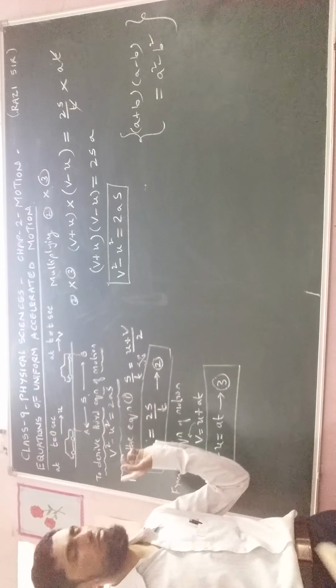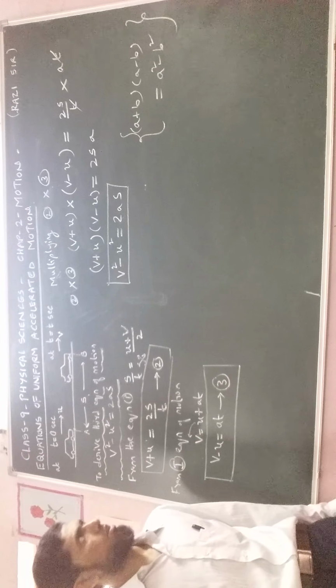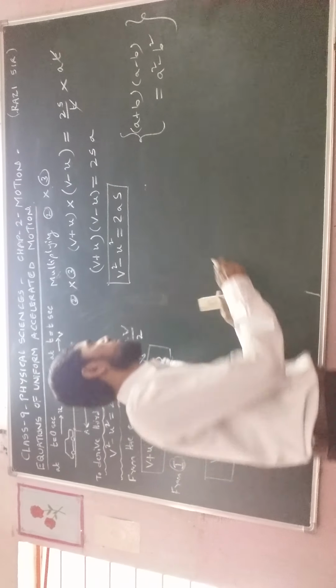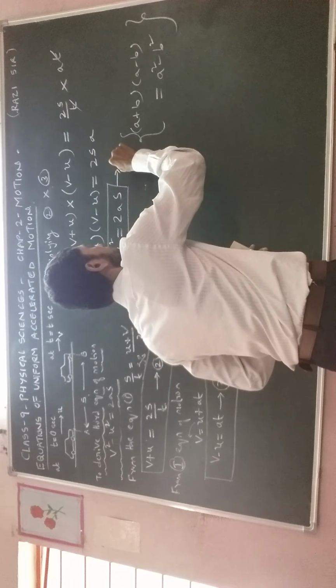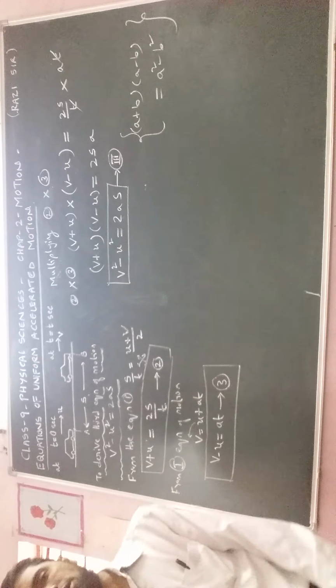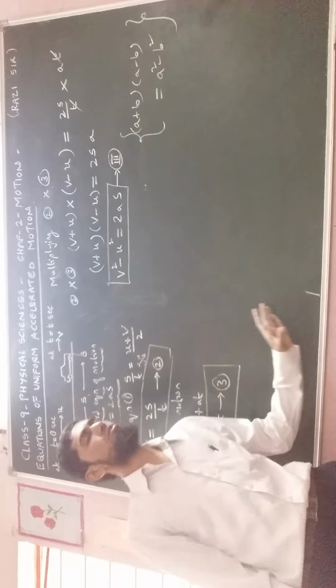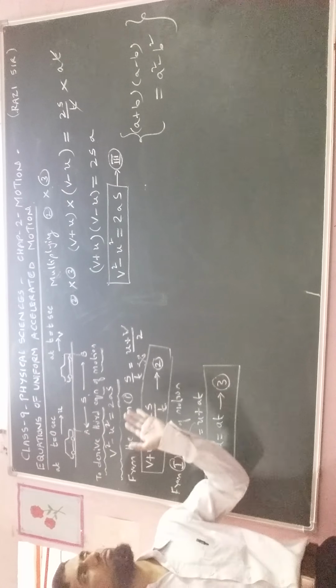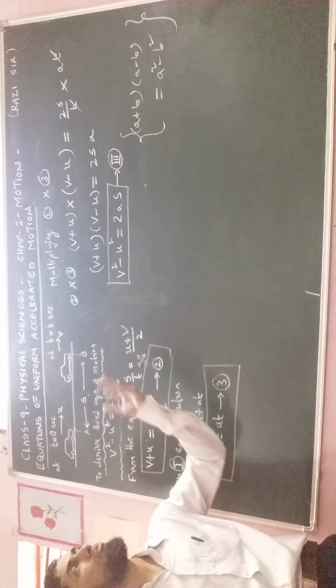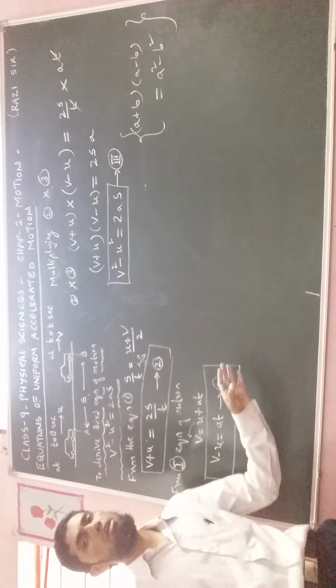First equation of motion, v equal to u plus at. Second, s equal to ut plus half at square. And the third equation of motion is v square minus u square equal to 2as. So everyone has to remember how we derive these equations of motion. These equations of motion we are going to use in our numerical problems.